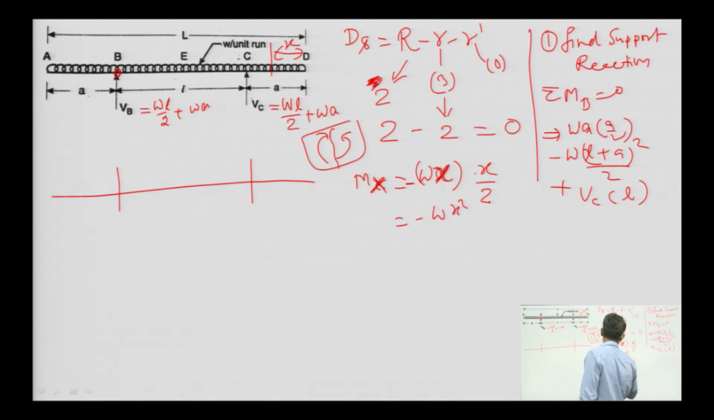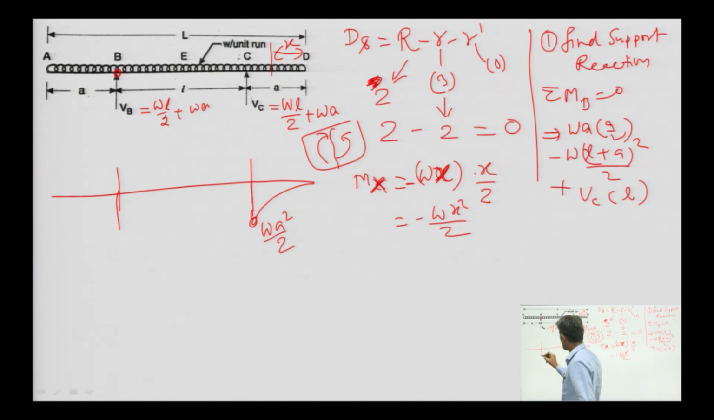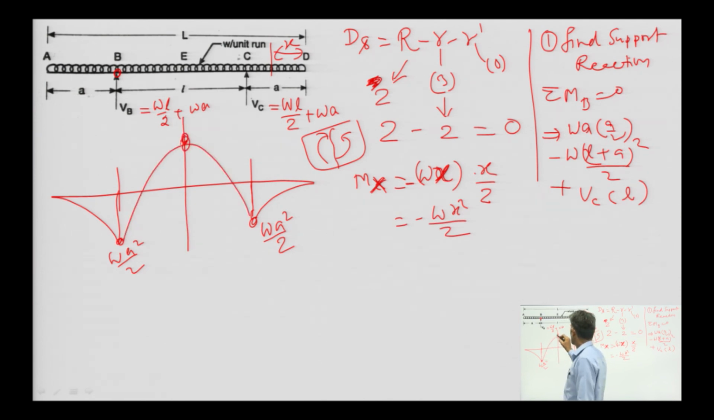So, it is minus W x squared by 2. It is coming as a parabola, so it is like this, and here we have W a squared by 2. Similarly, on this side, since it is symmetrical, we are getting W a squared by 2. Similarly, find out the bending moment here, so you will get the positive bending moment. So, this is the BMD.